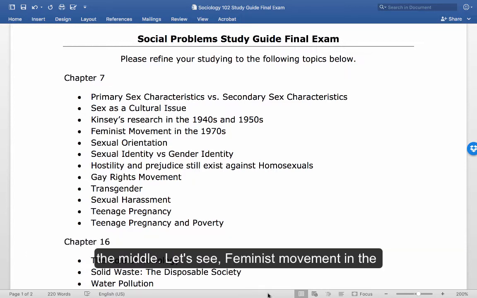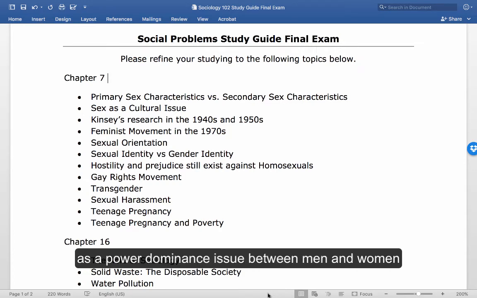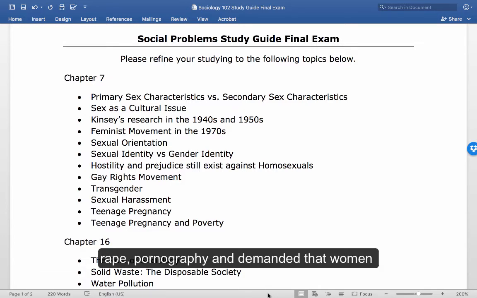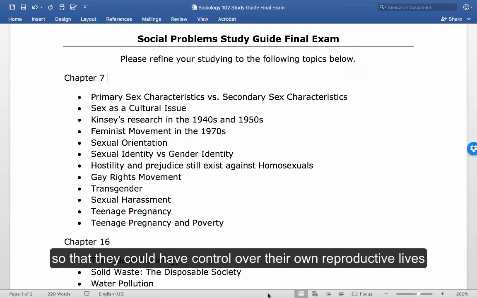Let's see, feminist movement in the 1970s, all I'm looking for there is just their relationship to understandings of sexuality, such as looking at sex as a power dominance issue between men and women, seeing sexism as a social issue that should be addressed. And so, of course, because of that, they made public stands against incest, rape, pornography, and demanded that women have access to birth control and abortion so that they could have control over their own reproductive lives.